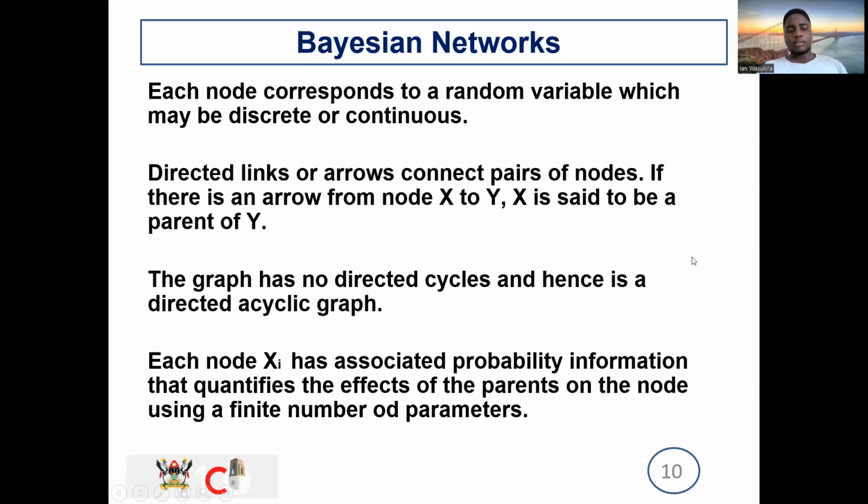In Bayesian networks, each node corresponds to a random variable, which may be either discrete or continuous. Now, the directed links or arrows connect pairs of nodes. If there is an arrow from node X to Y, X is said to be a parent of Y. The graph has no directed cycles, and hence is a directed acyclic graph. Now, each node, that is Xi, has associated probability information that quantifies the effects of the parents on the node using a finite number of parameters.